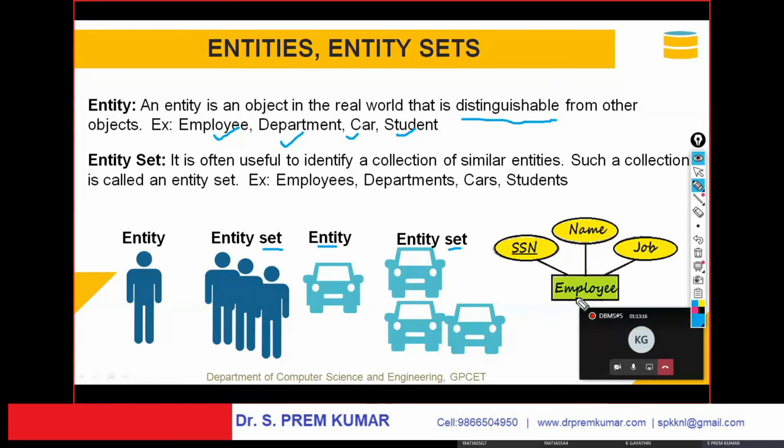With the help of attributes, we'll be identifying the employee. I'll say employee number is 101. Name is Prem. Job is HOD, head of the department, or professor. And this is nothing but the details of a lecturer. The lecturer is being identified by lecturer number, lecturer name and the job. These are called attributes. The elliptical forms are called attributes and this rectangle form is called an entity. Entity is identified with the help of attributes. I hope you are able to differentiate what is entity and entity set. A group of similar entities becomes an entity set.